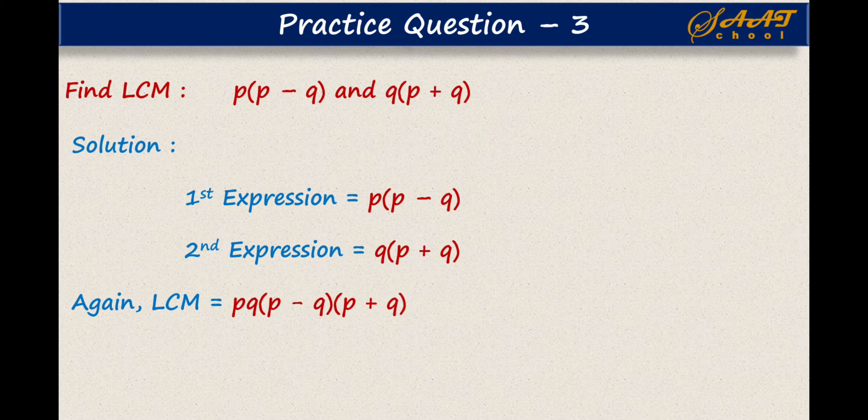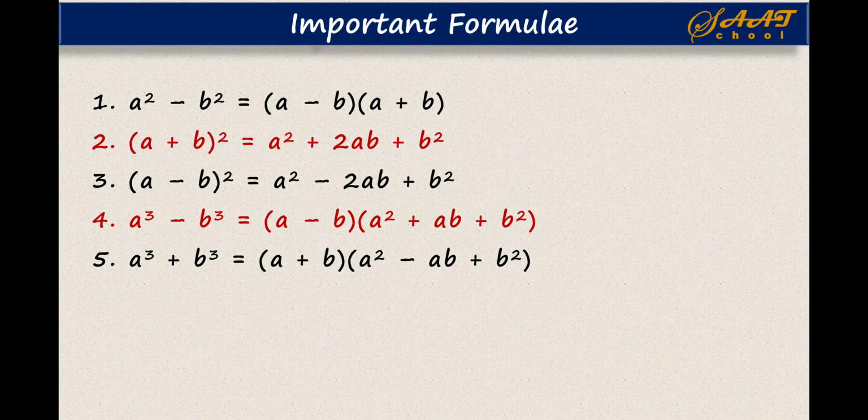Now these are some important formulae, whatever you say. As we go on, we will discuss some more formulae. The first is a square minus b square, that is a minus b, a plus b. Similarly, a plus b whole square, a minus b whole square, a cube minus b cube, and a cube plus b cube. As I said, as we move on, we will discuss some more formulae. Now, let's use them in our question.